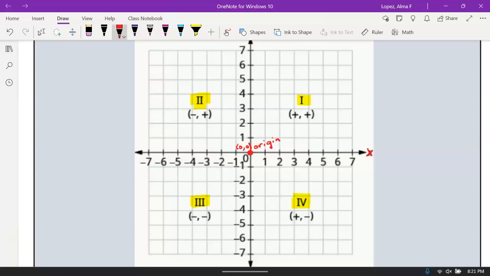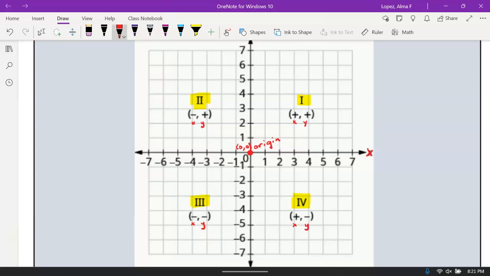All right, in the first quadrant, both the x and the y are positive. Every point is made up of an x and a y coordinate. In quadrant 2, the x is negative and the y is positive. See how the x part is negative and the y is positive. In the third quadrant, both the x and the y are negative. See, x is negative, y is negative. And in the fourth quadrant, the x values are positive and the y values are negative.